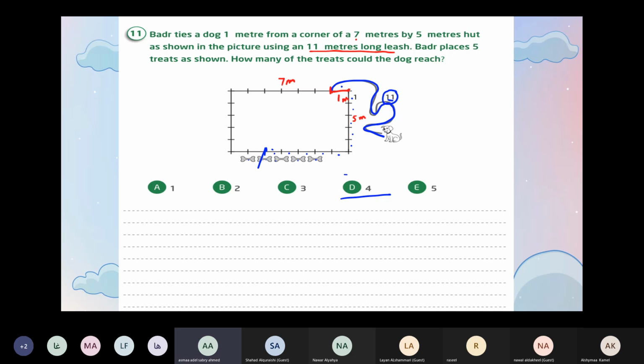We will count. This is 5. As he said to us, all of this is 5. 5 and 1 here, 6. At this one, it will be 7 meters. He needs 4 to reach. 1, 2, 3, 4. So how many treats will it be? 4 treats.